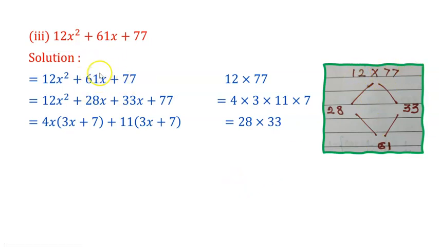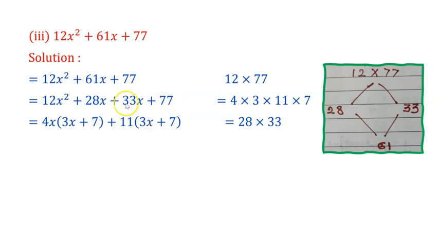Therefore, 61 is replaced by 28x plus 33x. Keep other term as it is, that is 12x square plus 28x plus 33x plus 77. Now take common from these two. Okay, first x will be the common. Next, this 12 can be written as 4 into 3. 28 can be written as 4 into 7. And therefore, overall, 4x is common from these two terms. Then in bracket, you will get here 3x plus 7.